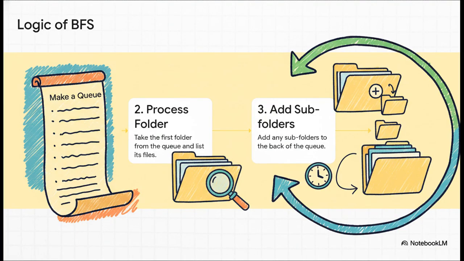So breadth-first search is incredibly logical. Think of it like you have a to-do list, which in computer science is called a queue. You start by putting the main folder on your list. You check it for files, and if you find any subfolders, you add them to the back of your to-do list. Then you just move on to the next item on the list. This way you explore the whole tree level by level. It's very orderly, very methodical.